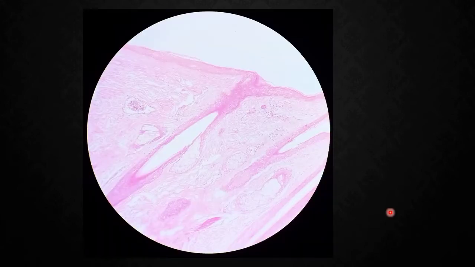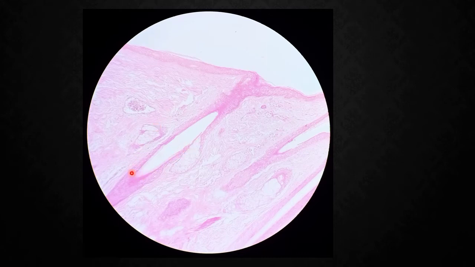Now moving to the skin. In the skin we have two slides: thin skin and thick skin. Let me show you thin skin first. It is a very clear image to identify thin skin. So this epithelium is stratified squamous keratinized epithelium, and you can identify this.